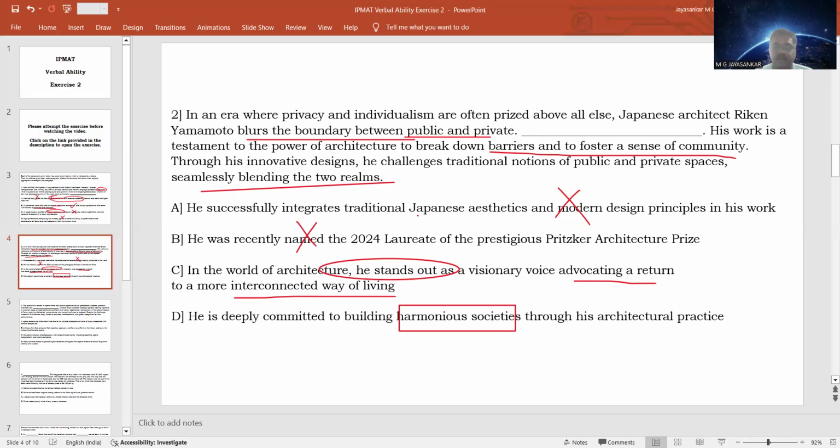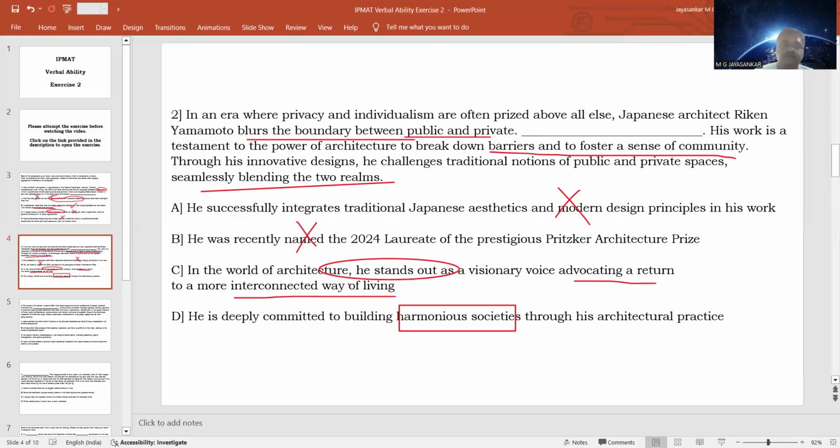So his principle is that you have to return to the previous interconnected way of living, and he is doing that through his power of architecture by breaking down the barriers. And through breaking down the barriers, what has happened? The merger between the private and public spaces is happening, and this leads to a harmonious society.